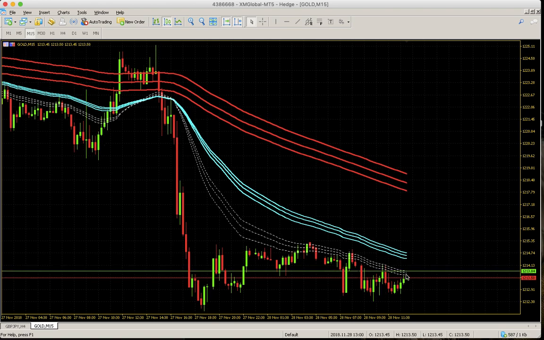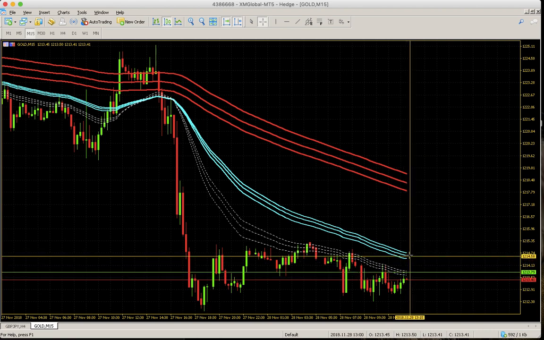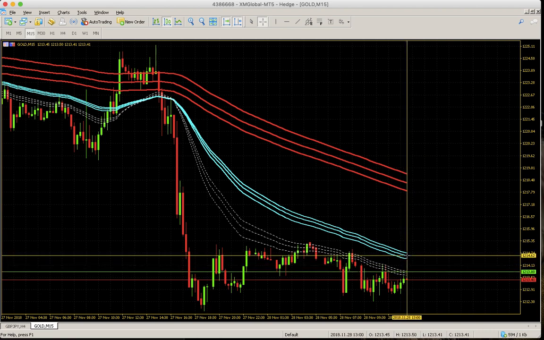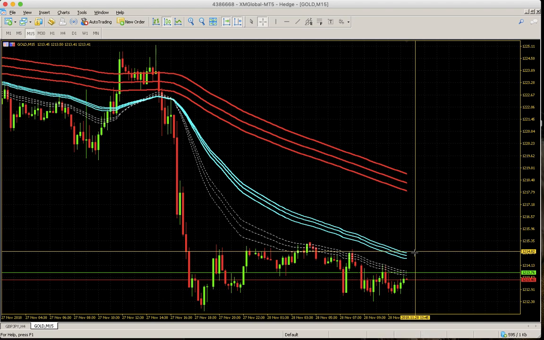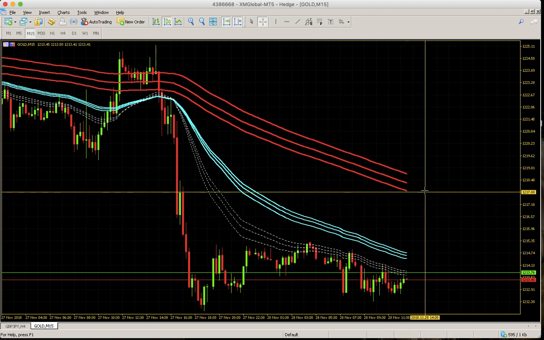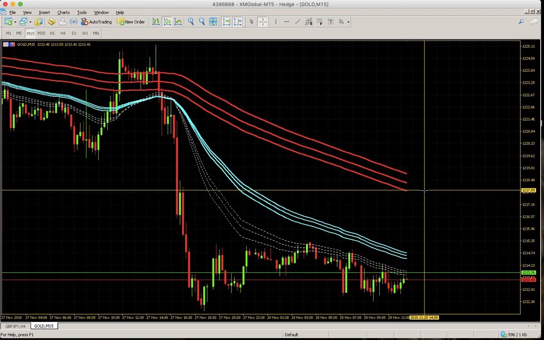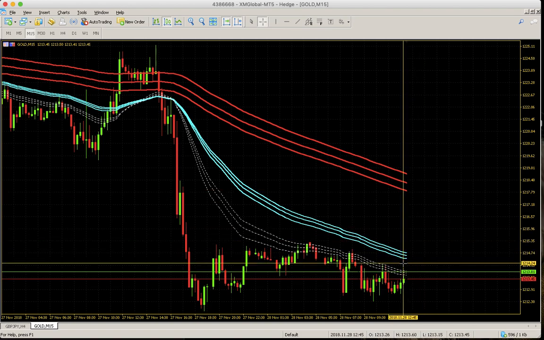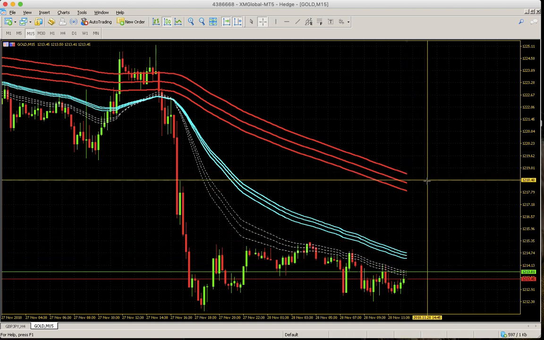Now the price is going to reach again. If the price passes this zone, the price will go here and here. If the price passes this zone, the price will go here. And then if the price passes this zone, the price will go here. First target, second target.